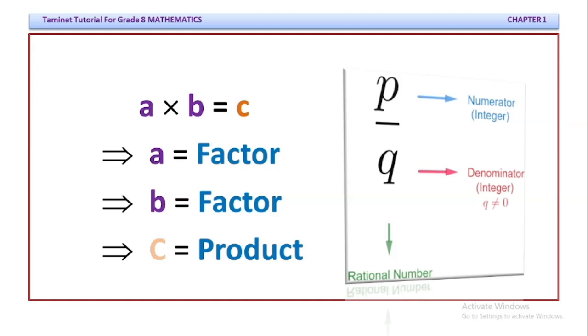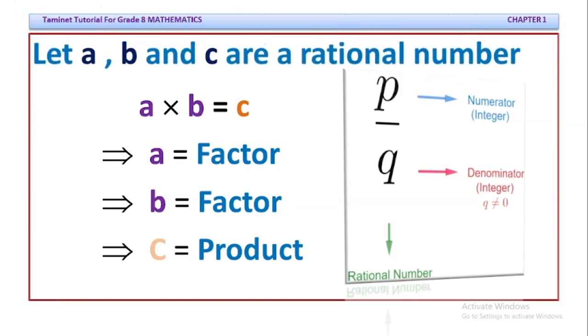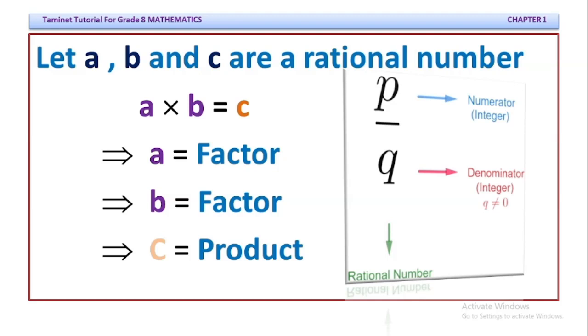If A, B, and C are numbers from the set of rational numbers, then A times B equals C. Here A is a factor, B is a factor, and C is said to be the product. So A and B are the factors of C, and C is the product of A and B.